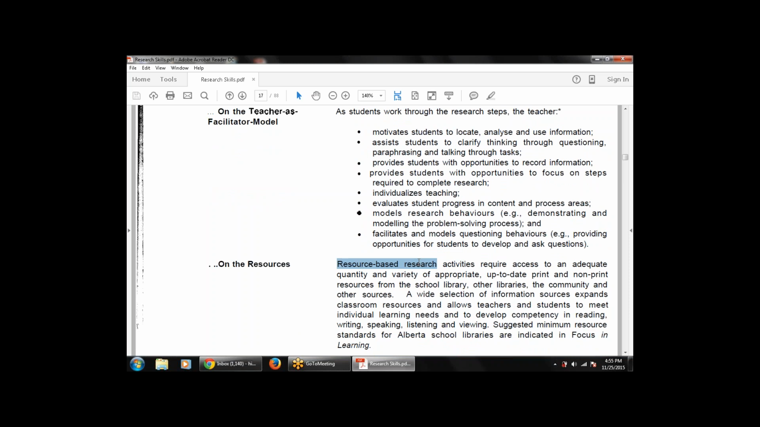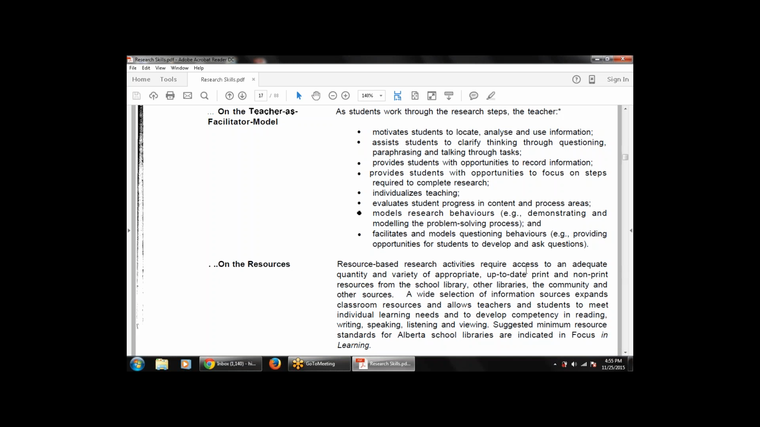So how to focus on the resources? Resource-based research activities require access to an adequate quantity, that is, a variety of appropriate, up-to-date print and non-print resources from the school library. The resource-based activities must be of adequate quantity. It should not be that the student is going for the research activity and the resources are not available.